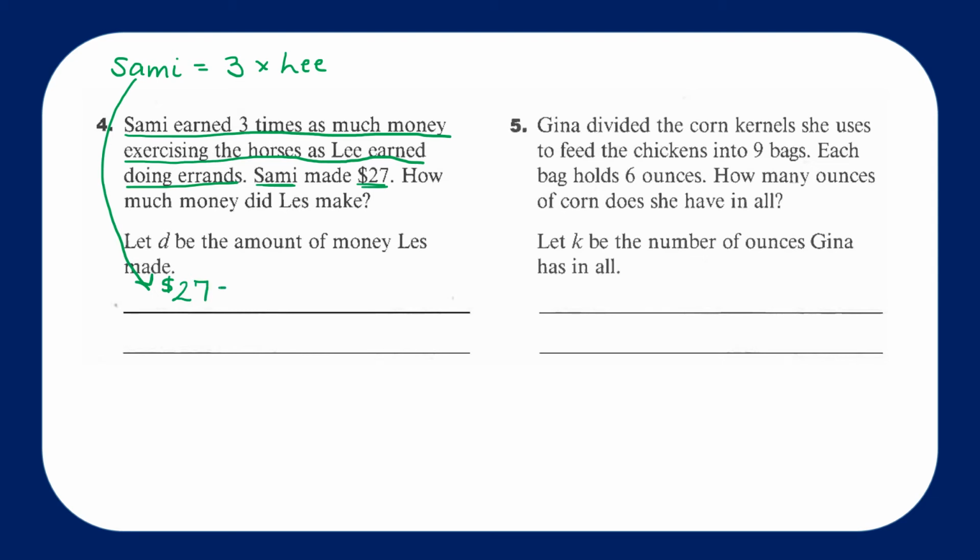and that equals 3 times what Lee earned, and we want D to equal what Lee earned. So now we're just going to divide by 3 on both sides. D equals 27 divided by 3, which equals 9. Sorry, this says Les here, but this really should say Lee. So there's a little typo on the worksheet. So Lee earned $9.